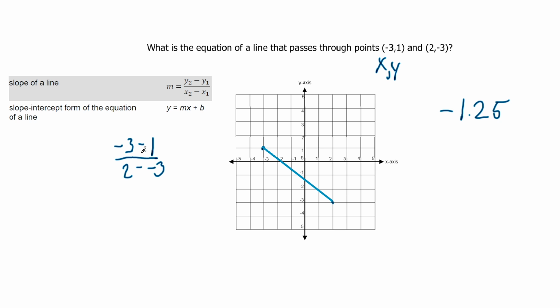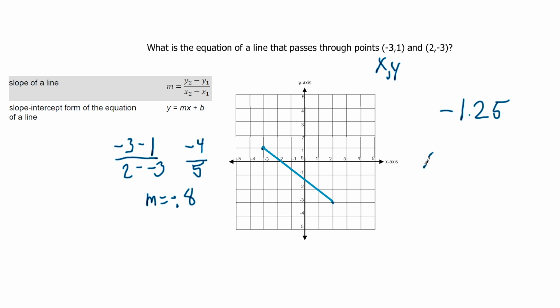And simplify this. -3 minus 1 is -4 over 2 minus -3. 2 negatives become a positive, so it's 2 plus 3, and 2 plus 3 is 5. So now we know our slope is -4 divided by 5. Our slope is m equals -0.8.